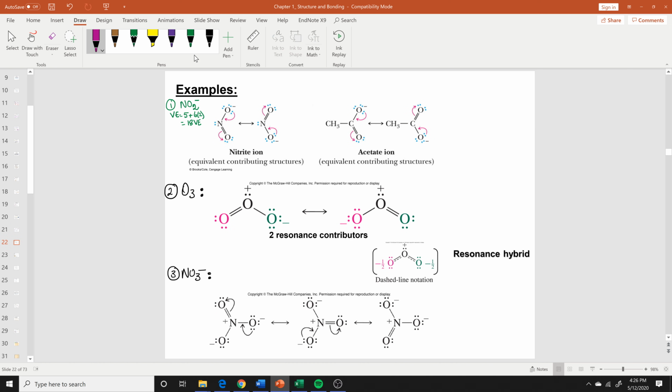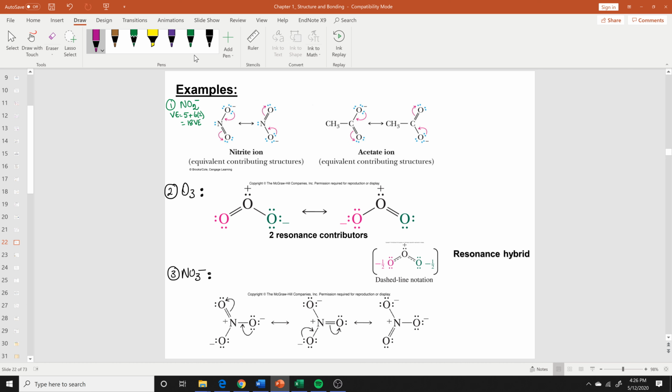Another example, NO2 negative. My question here: draw the Lewis structure for NO2 negative. There are 2 Lewis structures for NO2 negative, so you have to draw the resonance structure. Start by drawing the nitrogen and the oxygens. You end up having 1 Lewis structure.